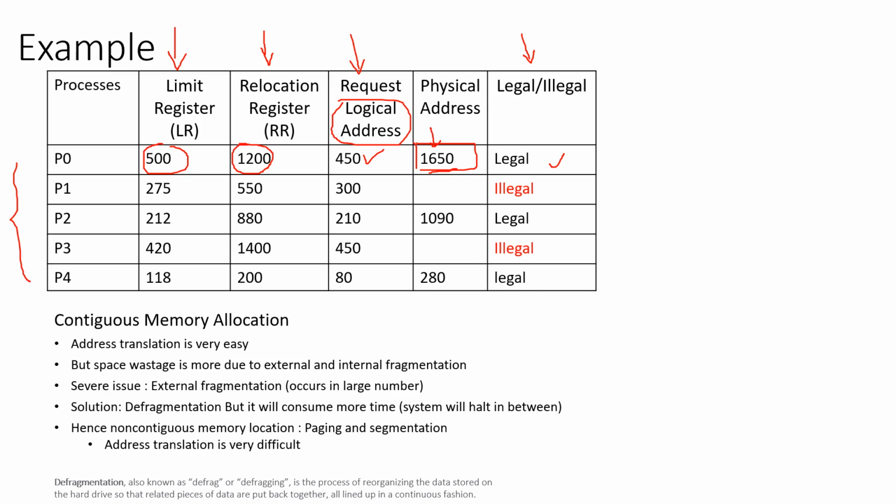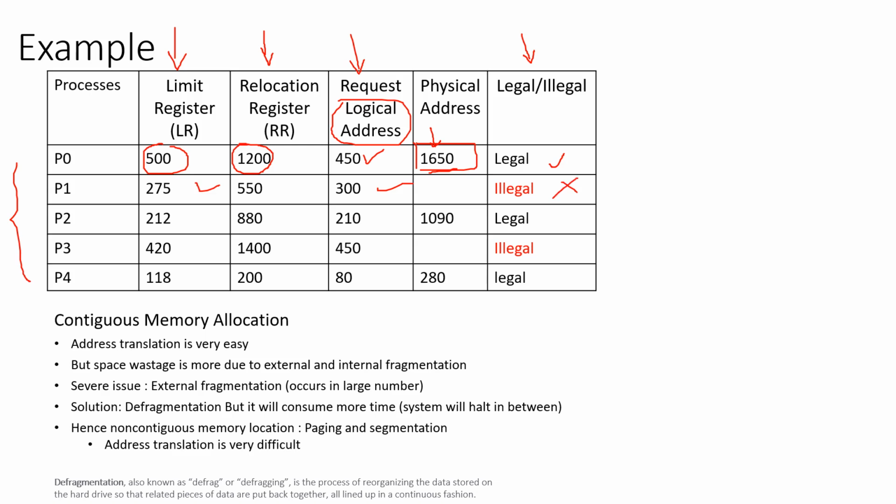Now in the second process P1, the limit register value is 275. The first thing you have to check is whether the logical address requested by CPU is less than the limit register. So here it is not less than the limit register. So this is an illegal request.